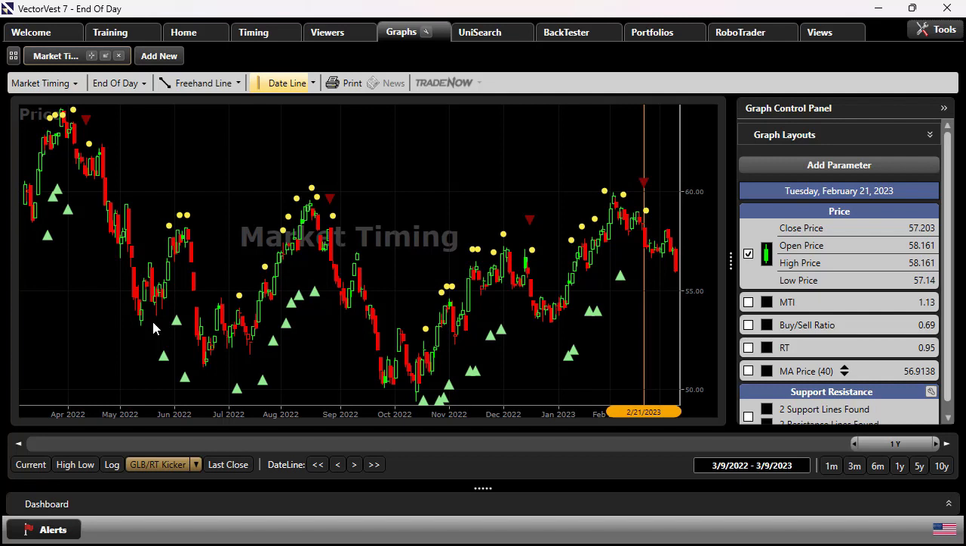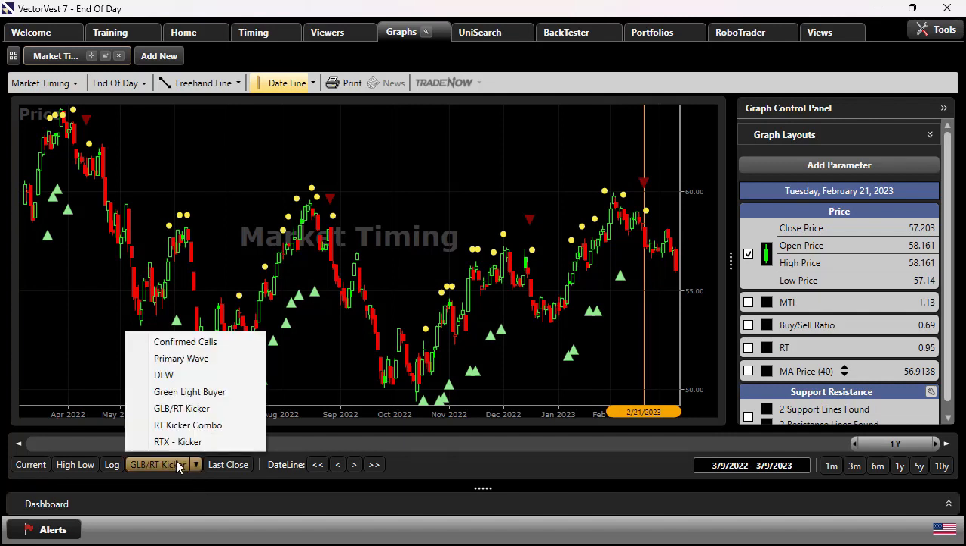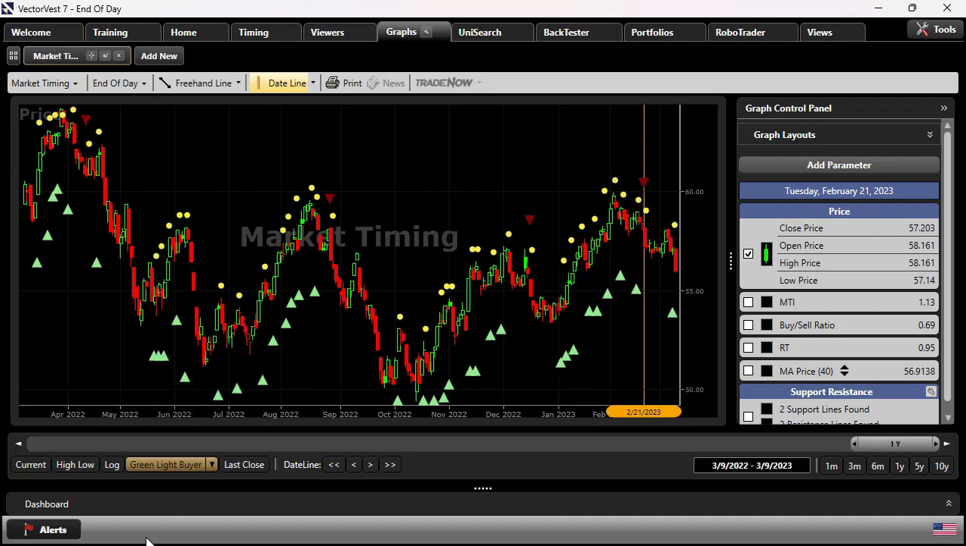So the Greenlight Buyer RT kicker is working so well because it captures the major down thrust to get the gains and is closing soon after the bottom. Let's compare, right? Think, well, okay, the Greenlight Buyer RT kicker, what about if I just use the Greenlight Buyer?